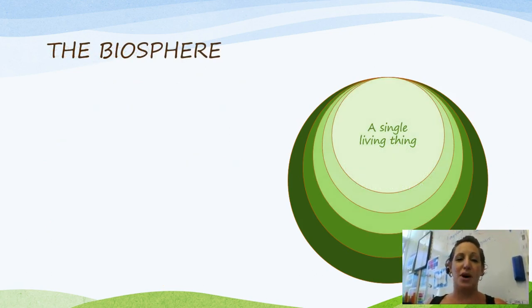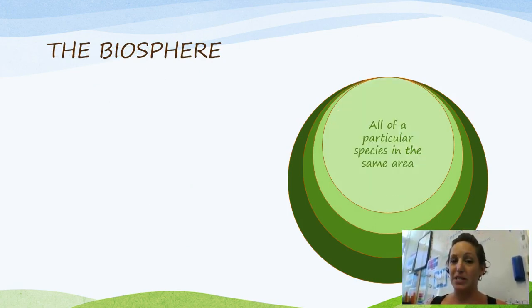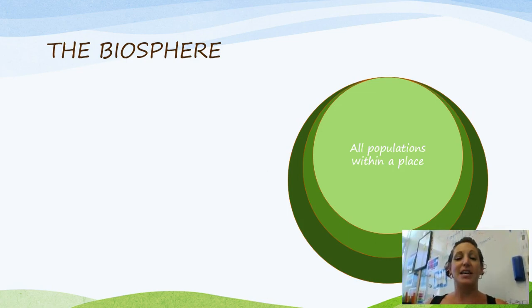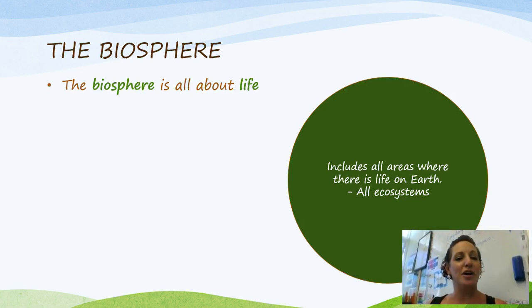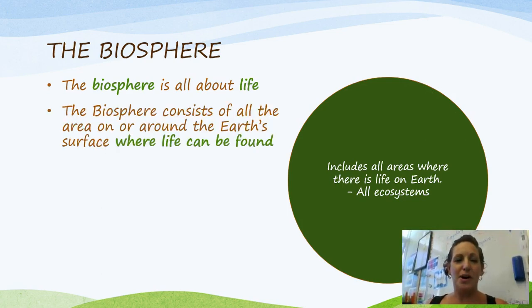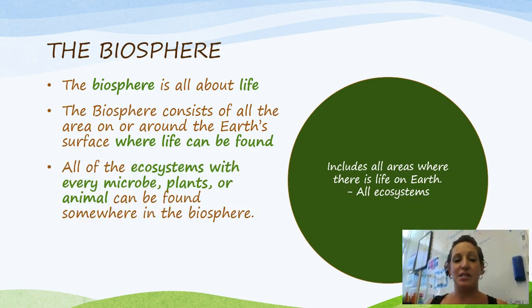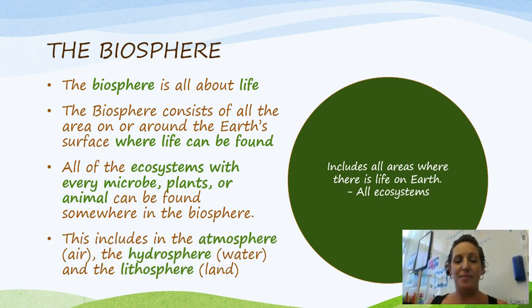And finally, we have the biosphere, which includes the organisms, populations, communities, all the ecosystems on Earth. The biosphere is all about life. The biosphere consists of all the area on or around the Earth's surface where life is found. All of the ecosystems, with every microbe, every plant, every animal, can be found somewhere in the biosphere.